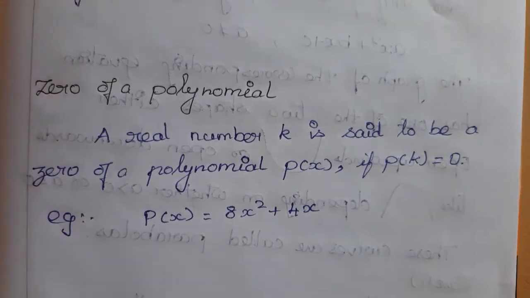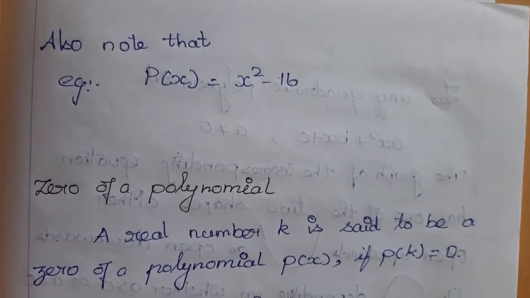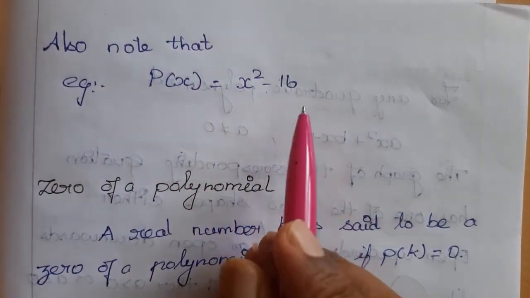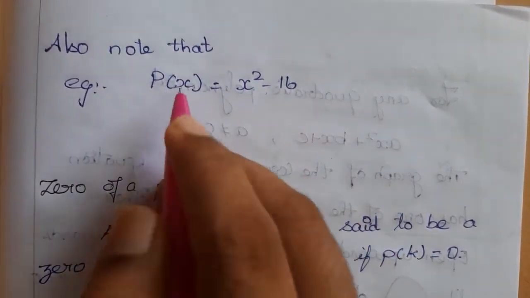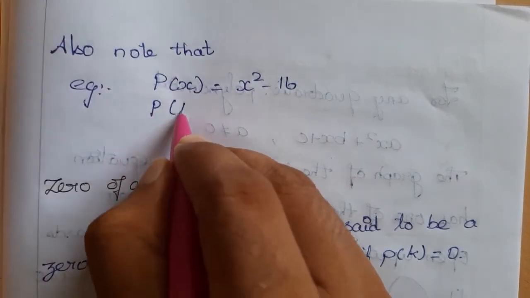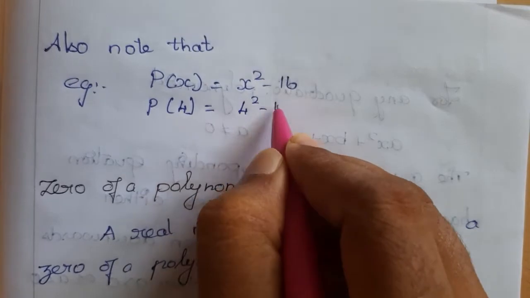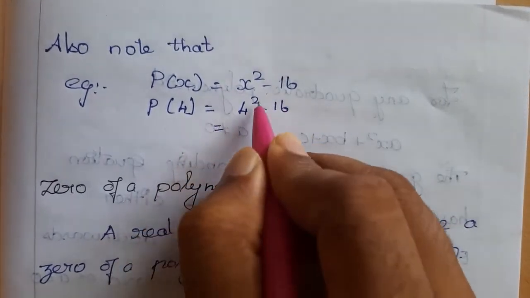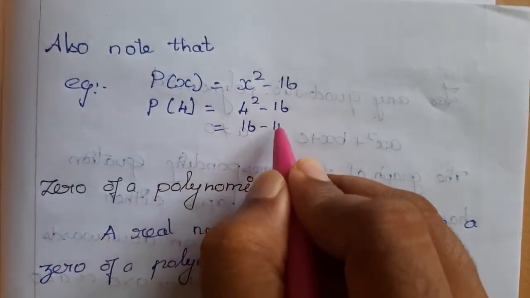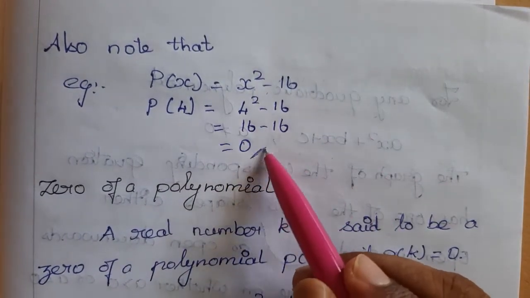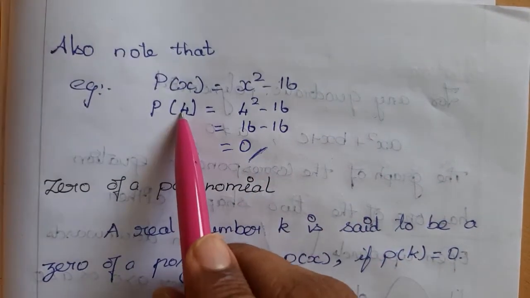Next, we are also going to note something interesting. p of x is equal to x square minus 16. I took one example and here I am going to substitute the value 4 for x. So what will happen? 4 square minus 16. 4 square is 16, and 16 minus 16 is equal to 0. Here we obtain the value 0, for x equal to 4.